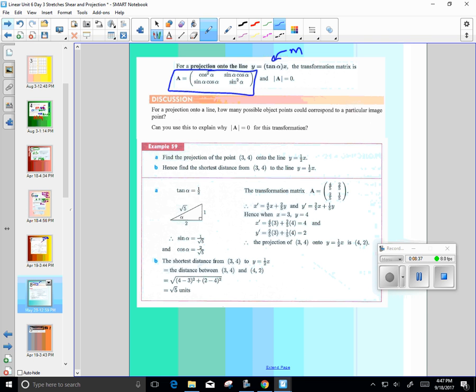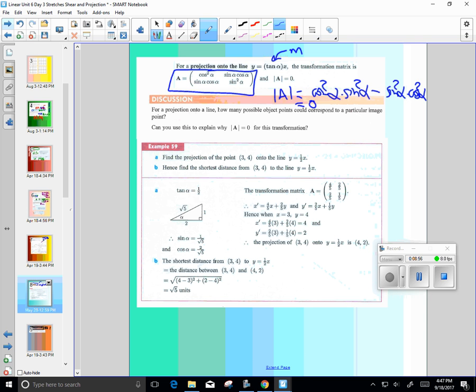Double check the determinant of this: cosine squared alpha times sine squared alpha minus, when you multiply this out, you'll get sine squared alpha cosine squared alpha. So you can see why that's equal to 0.